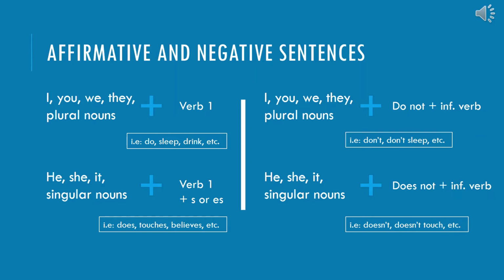The first form of the verb. For example, do, sleep, drink, etc. Now, if it was a singular noun or any pronoun that is considered singular, we use the first form of the verb and we add s or es. For example, does, touches, believes, and so on.